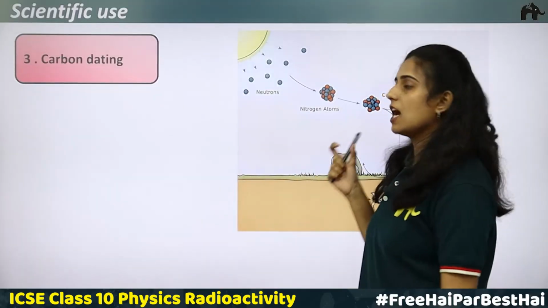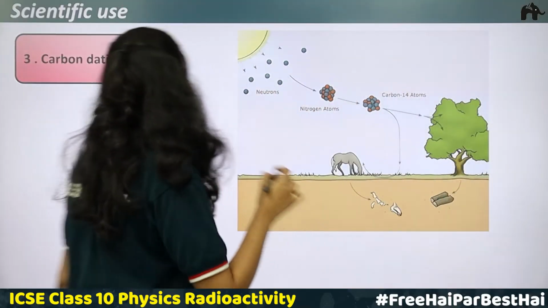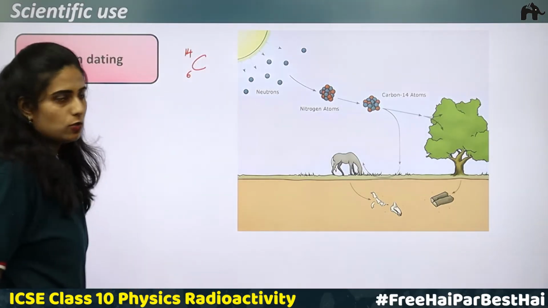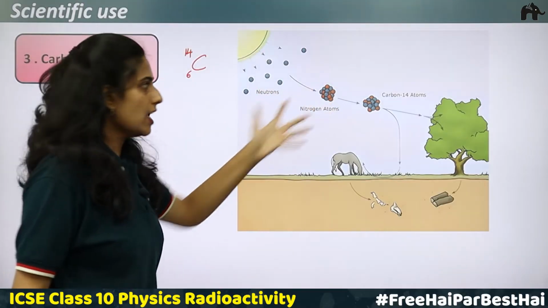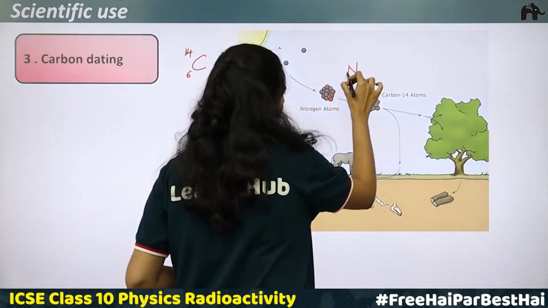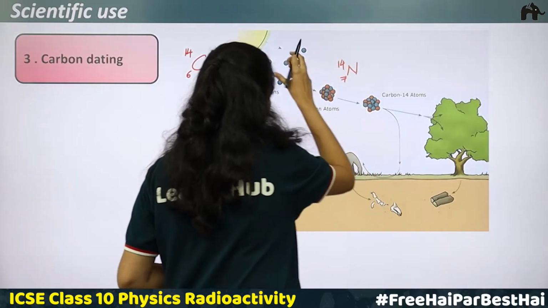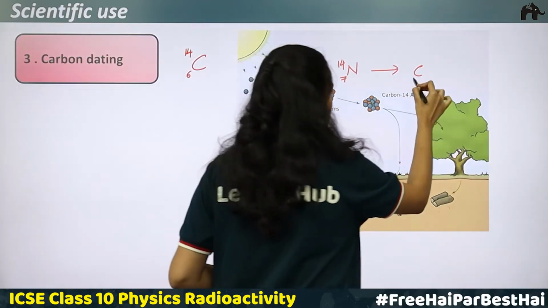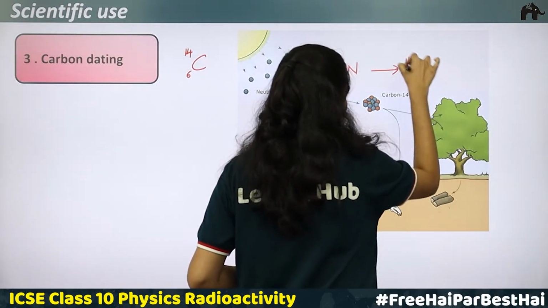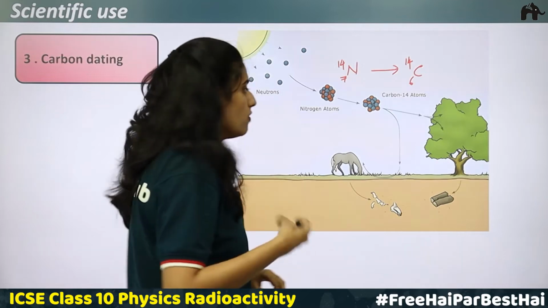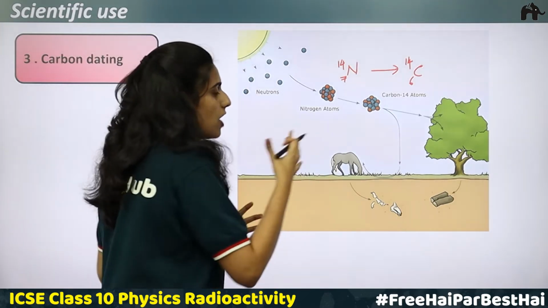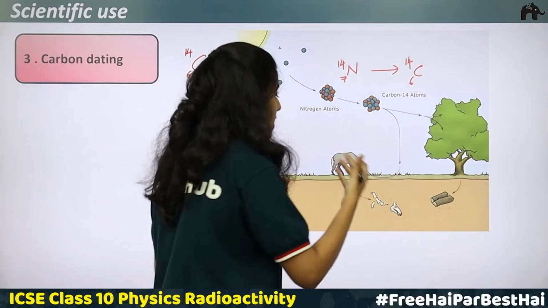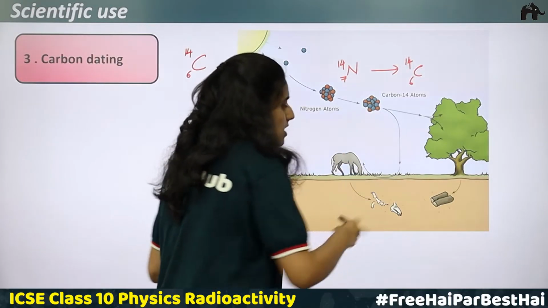Next scientific use is carbon dating. In carbon dating, an isotope of carbon, carbon-14, will be used. When neutrons hit the nitrogen atoms, nitrogen-14, it forms a radioactive isotope of carbon, carbon-14. So we can study the age of materials of archaeological importance, buried plants, then the skull. From this, the age of different substances can be calculated.